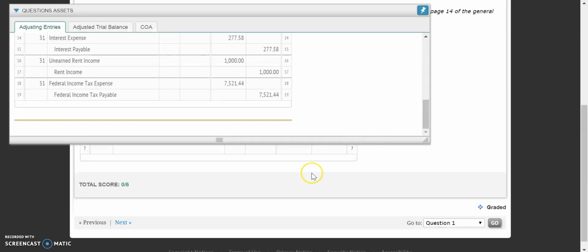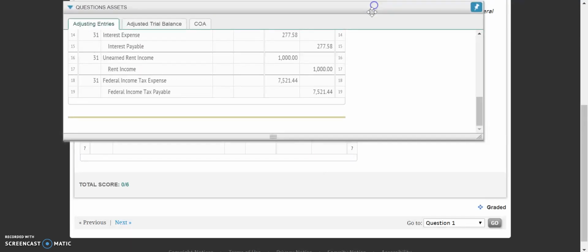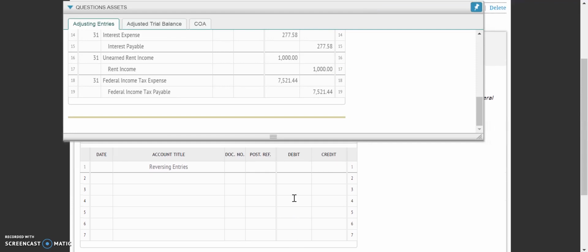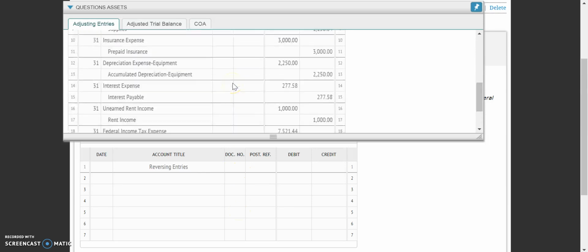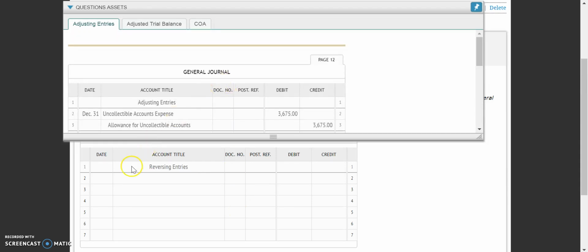So remember that when we're doing reversing entries, just like adjusting and closing, they do not have a document number. So you do need to make sure you put this heading reversing entries up there, particularly if you would be doing this for a workbook problem or a reinforcement. Otherwise, we don't know what those transactions are because there are no document numbers associated with them. Also remember that reversing entries are always done on the first day of the new fiscal period. So that's technically January 1st, our first date for a reversing entry.